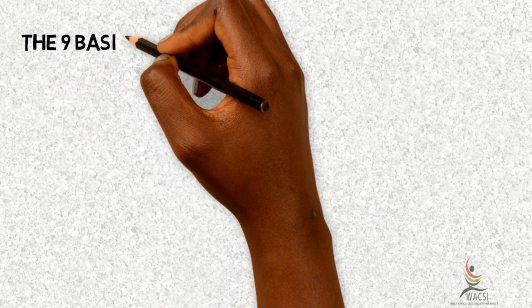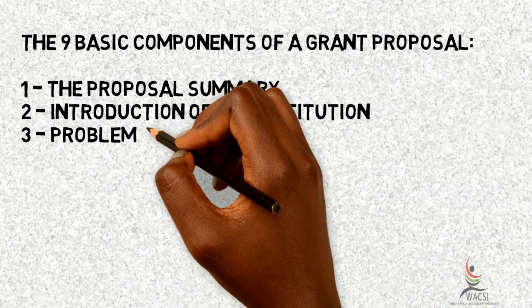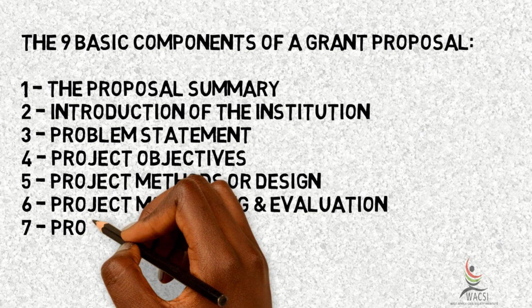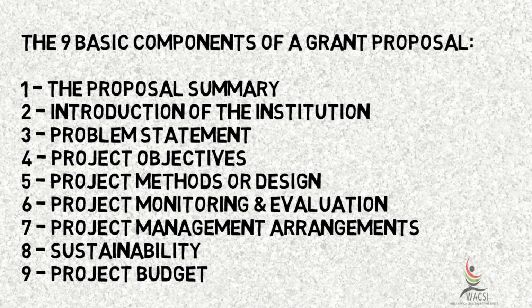So let us go through the 9 basic components of a grant proposal again. Number 1, the proposal summary. Number 2, the introduction of the institution. Number 3, the problem statement. Number 4, the project objectives. Number 5, project methods or design. Number 6, project monitoring and evaluation. Number 7, project management arrangements. Number 8, sustainability. And number 9, the project budget. These are the 9 basic components of every grant proposal.